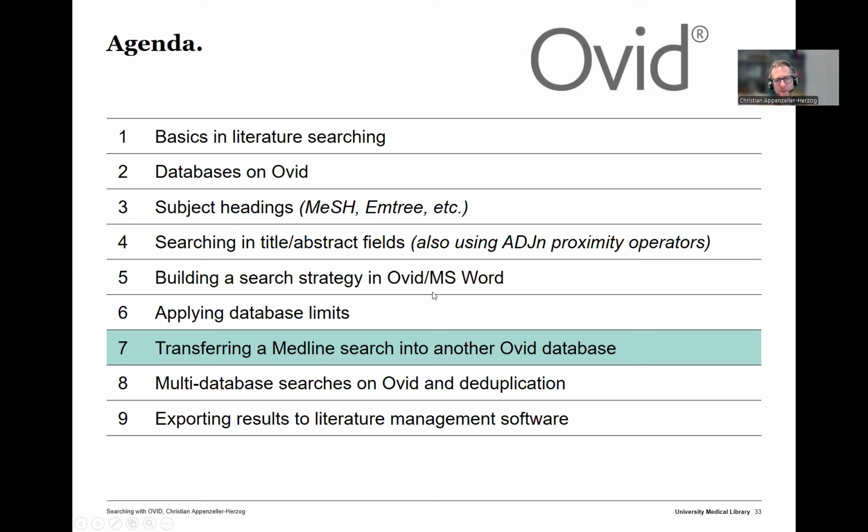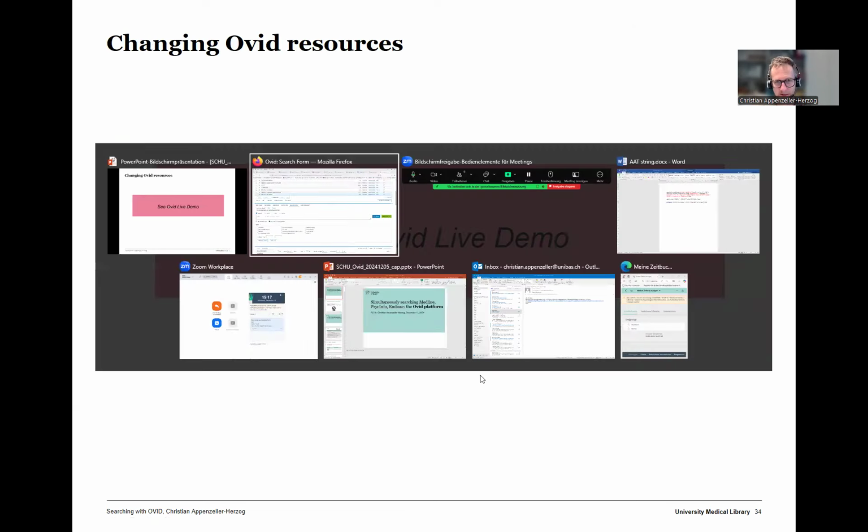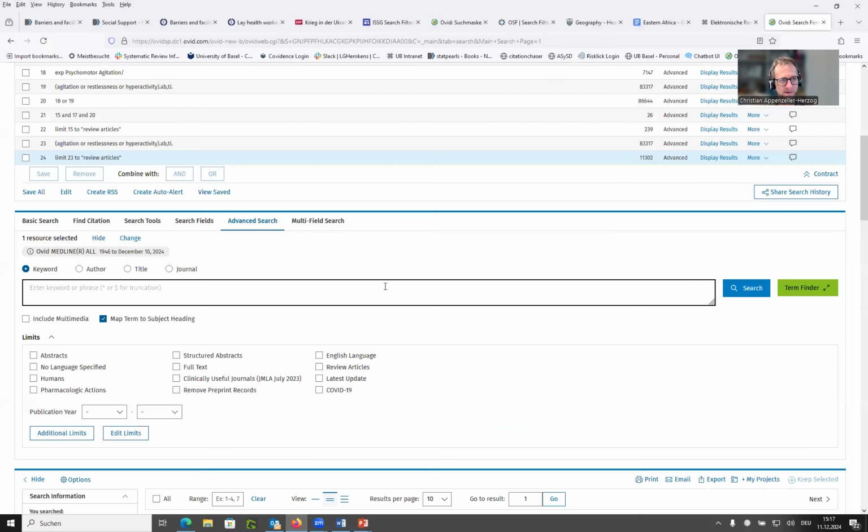Now, with number 7, we are turning away from Medline. So far, we have searched Medline via Ovid, okay? But as I was introducing in the beginning, in Ovid, you can also search other databases. And to transfer this Medline search into other databases, I will now show you this live demo.